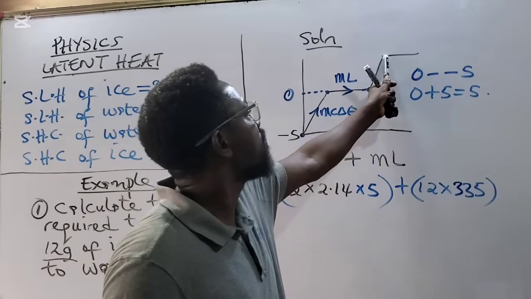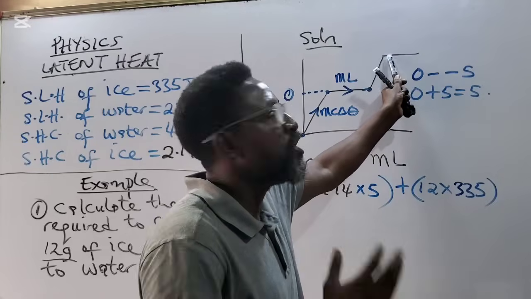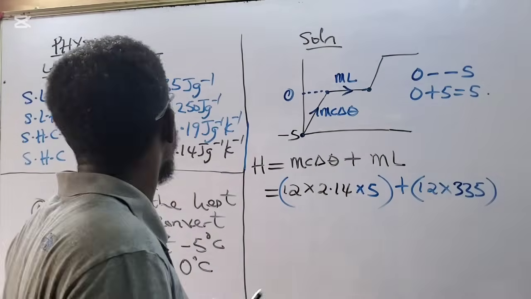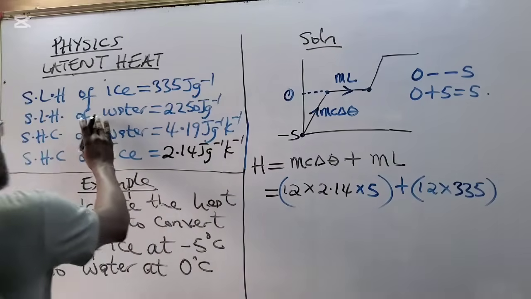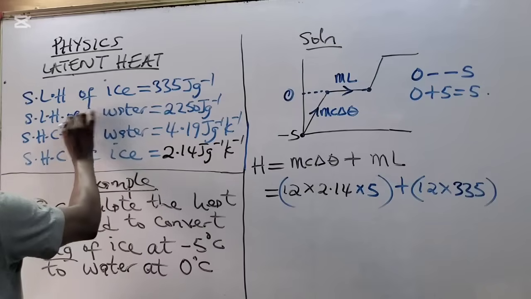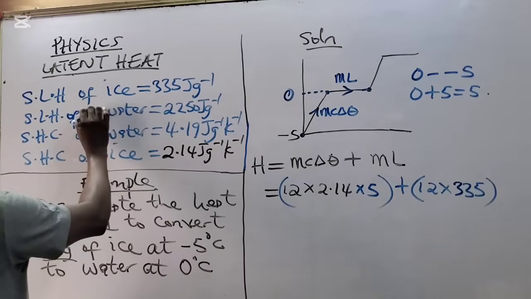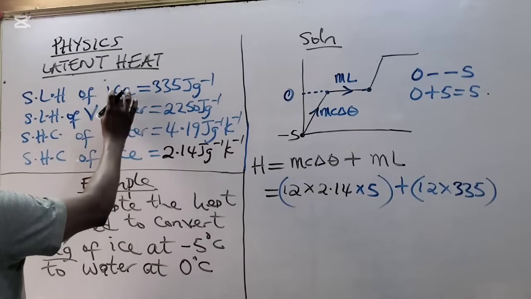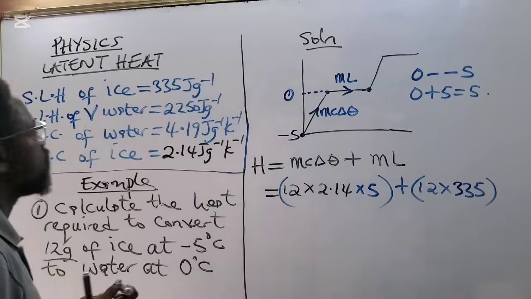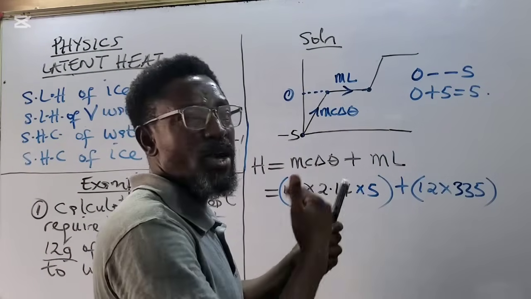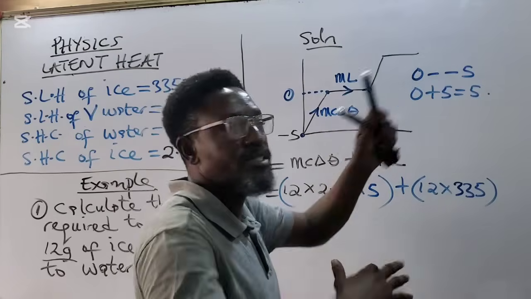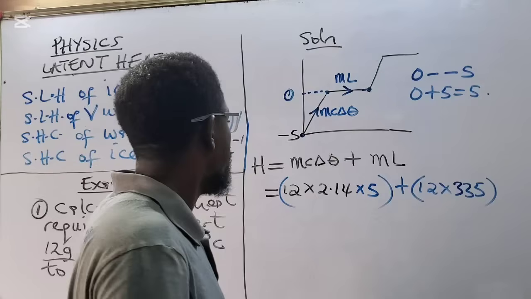If it was from here up, at 100, we talk about vaporization. Water is vaporizing. That's specific latent heat of vaporization of water. Let me just use V so that you understand: this one is for vaporization, and this one is for fusion, that is F. You talk about fusion because it's melting, and you talk about vaporization. So this is the formula I'm going to use.